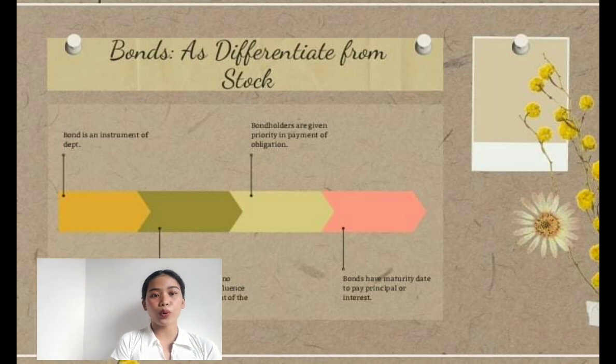Bondholders have no voting rights nor influence in the management of the company, except if there are provisions in the indenture agreement, while common stock has voting rights.